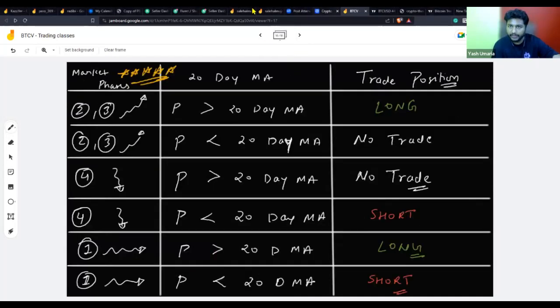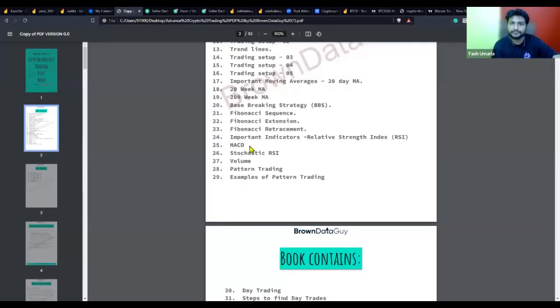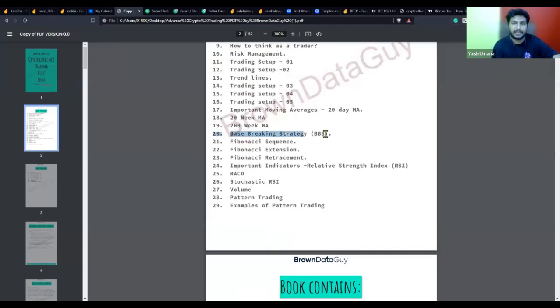Now, in the next class, we will talk about the base breaking strategy. Something new, you will understand the base breaking strategy. And if we have some time, then we will also talk about golden cross and death cross, which is also a very interesting thing. Okay. But in the next class, we will talk about base breaking strategy and golden cross and death cross.